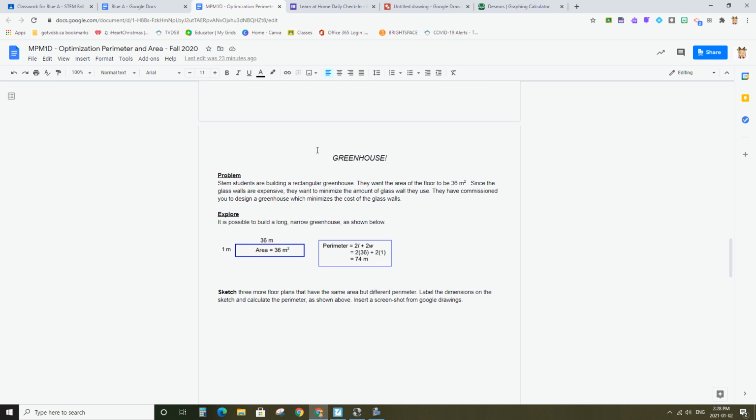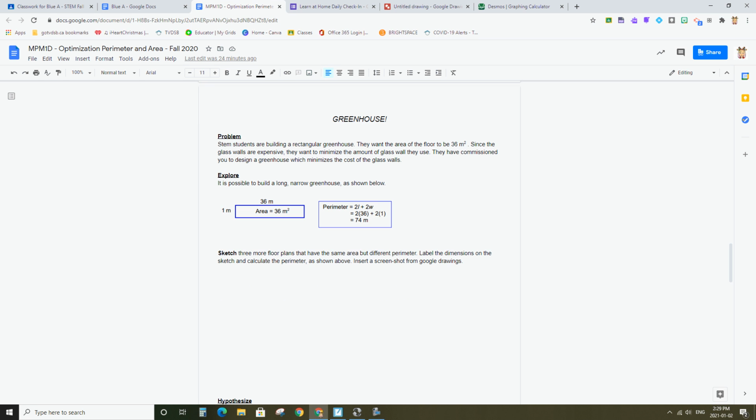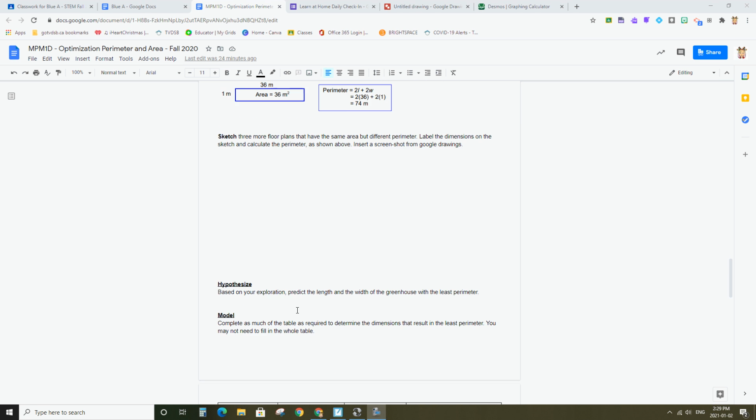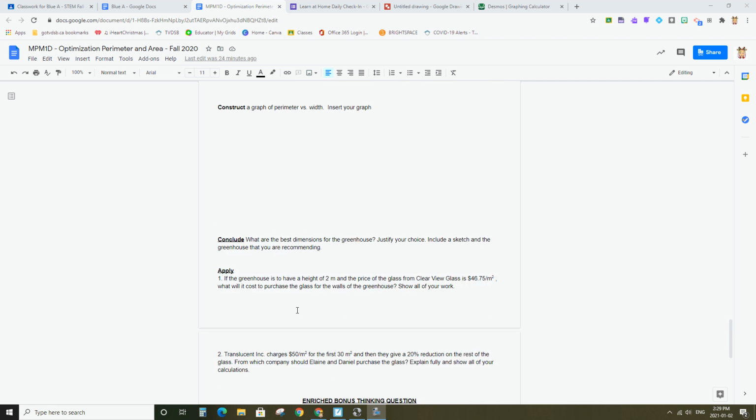The second part is the greenhouse section. And for that question, you're actually given the area. So the area is 36 square meters, and you are coming up with different perimeters that will allow you to create that area. So you're looking for two numbers that multiply to 36 to create your length and your width. All right, so then you're going to work through and just answer the questions in the assignment.